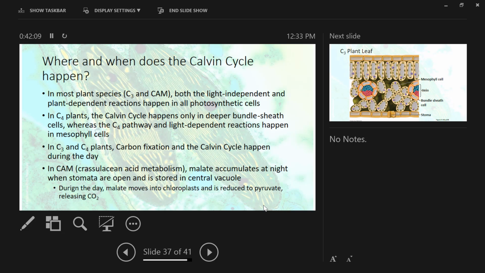Other plants, their strategy is to trap a bunch of carbon dioxide at night, release it during the day, just overwhelming the amount of oxygen that's present. In both those strategies, the stomata are closed during the day to prevent water loss. All right, so oxygen is not diffusing out, carbon dioxide is not diffusing in. But it's two different strategies to ensure that where Rubisco is, there's only carbon dioxide, or way more carbon dioxide than there is oxygen. All right?